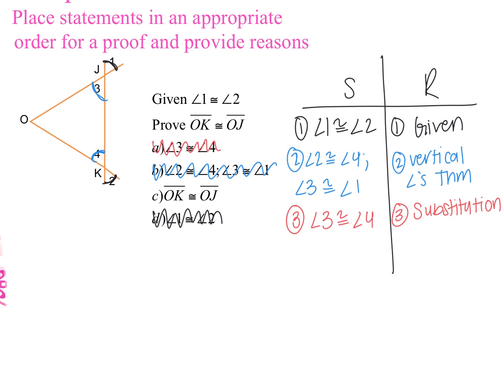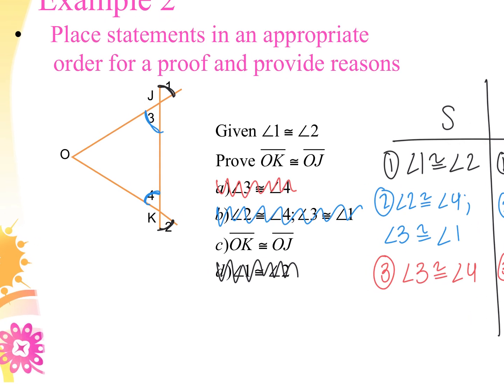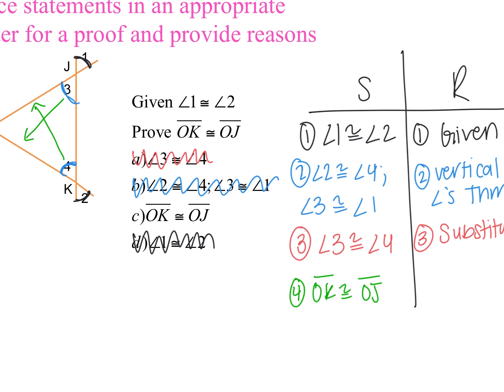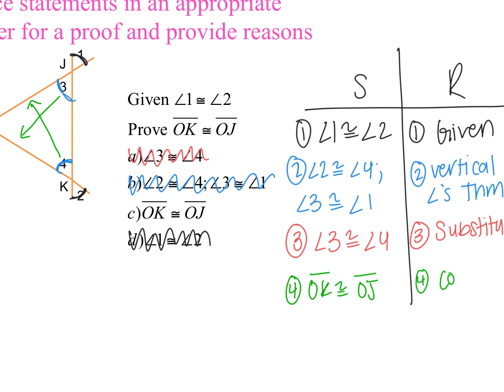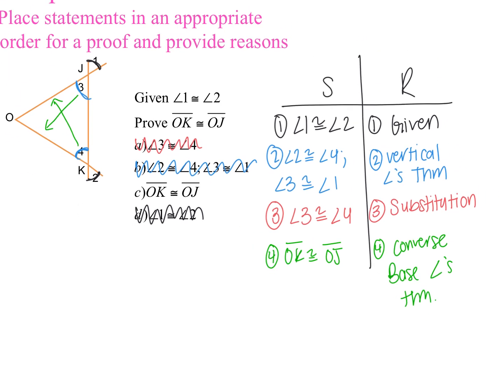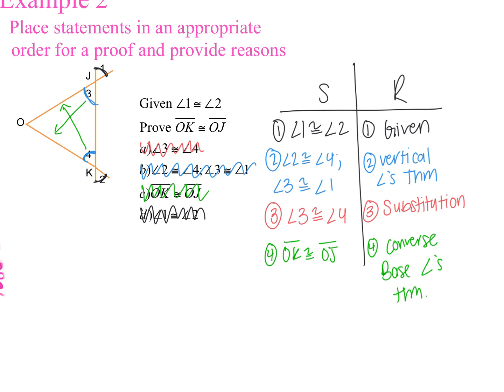And with that being said, because I know my two angles are congruent, looking at this image, that's telling me that my sides will be congruent. And what theorem was that? If you need to scroll back, please go ahead and scroll back. What theorem was that? I'm going from angles to sides. Good. That's going to be my converse base angles theorem. So you have to know those theorems in order to solve the proof.